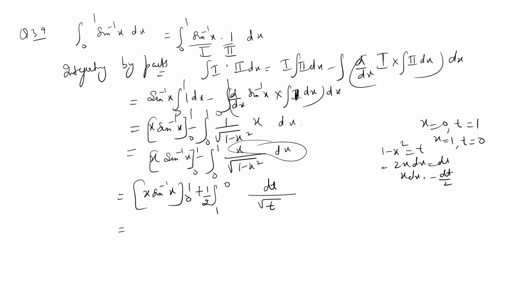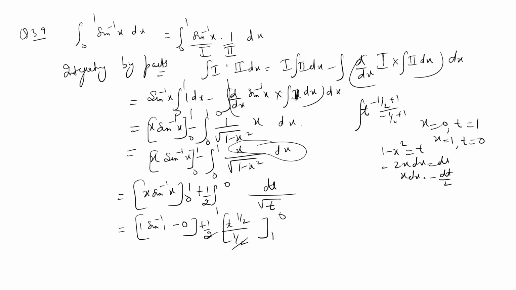So this is your 1 into sine inverse 1 minus 0, okay, plus half integral of t raised to minus half. You know that the integral, I have to deal with it like this: minus half plus 1, upon minus half plus 1. So it will be your t to the half upon half. And I need to just put limits 1 to 0 to it. So sine inverse 1 is at 90 degrees, plus this becomes 0 and this is minus 1. So the answer is pi by 2 minus 1.